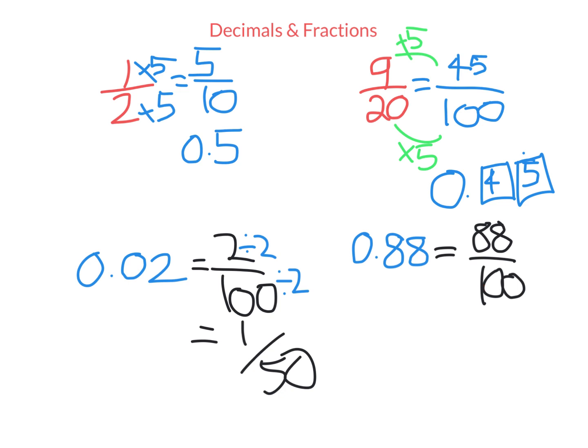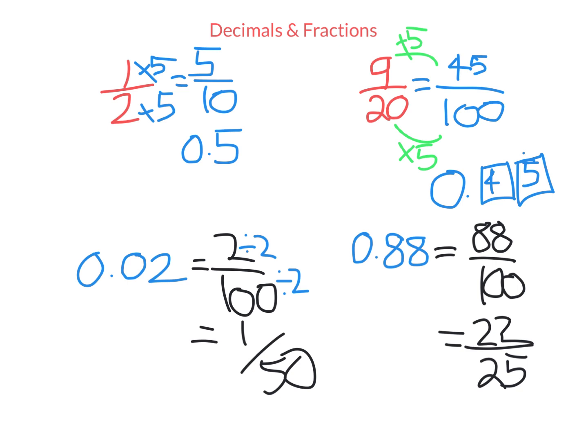Now I simplify. 88 is divisible by 4. 88 divided by 4 is 22. 100 divided by 4 is 25. So my final answer is 22 over 25. This fraction cannot be simplified because 22 and 25 have no factor in common other than 1. So we're done. These two are both equal. They're exactly the same number.